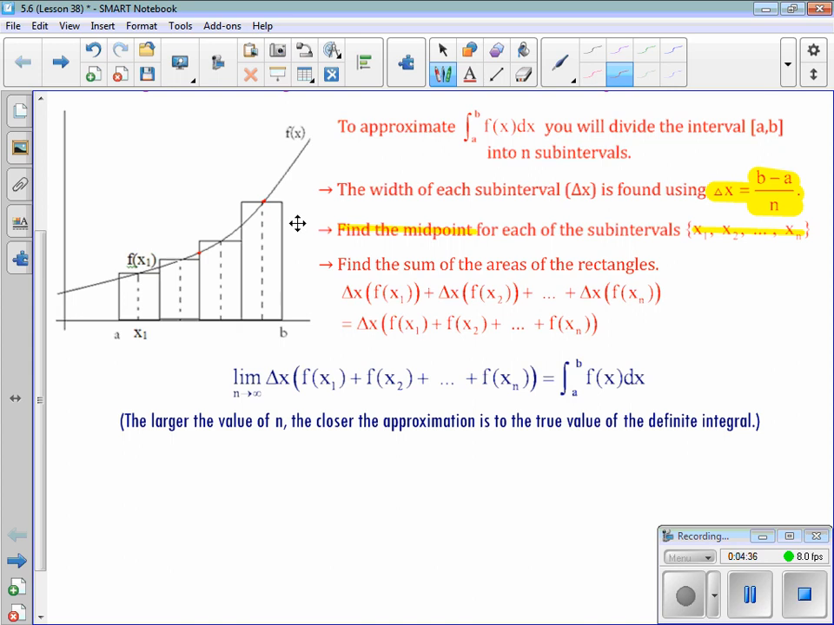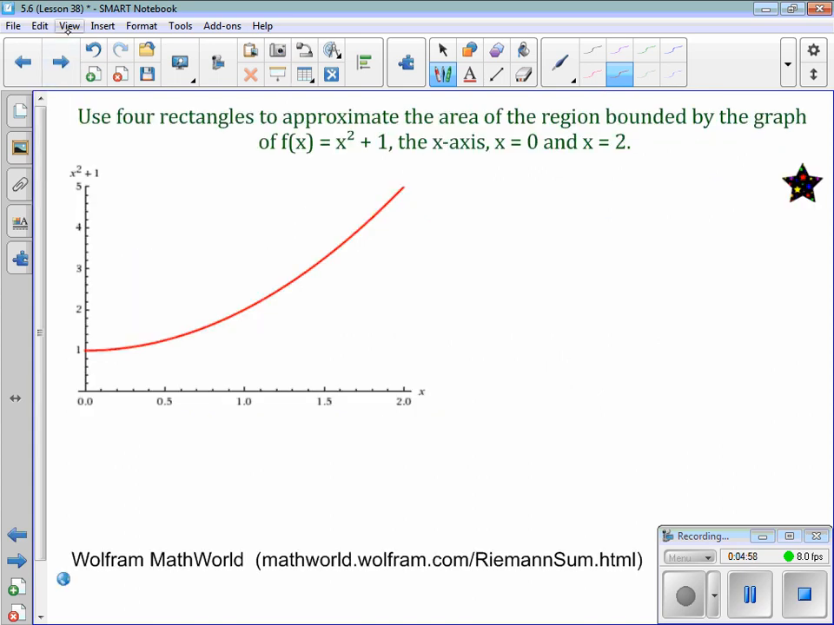What if I did 1,000,000? It's going to be almost exact, right? The more you do, the more accurate it's going to be. What this integral does is it actually is like taking it and making it into an infinite number of rectangles. That's how it's getting that exact, okay? So the larger value of n, the closer it's going to be to the actual value, okay?